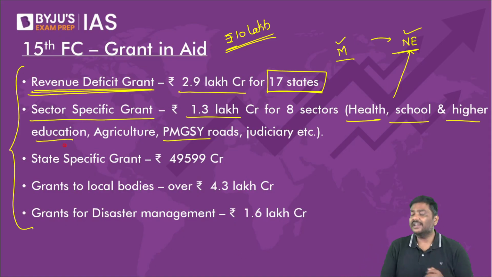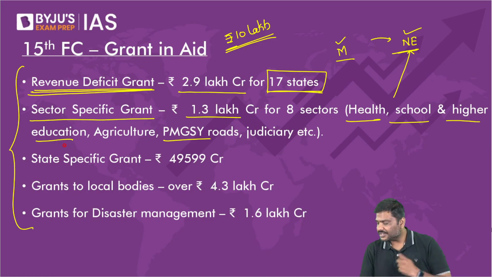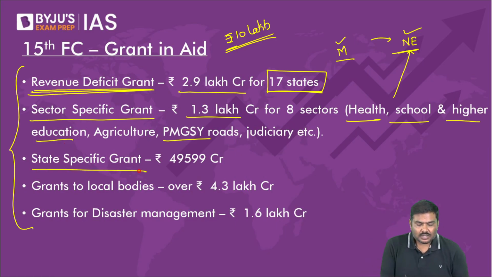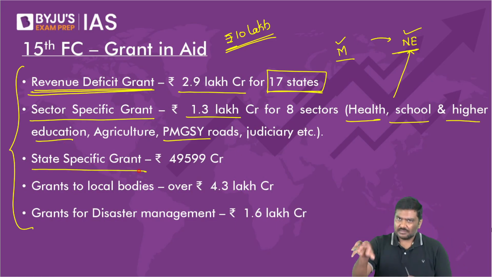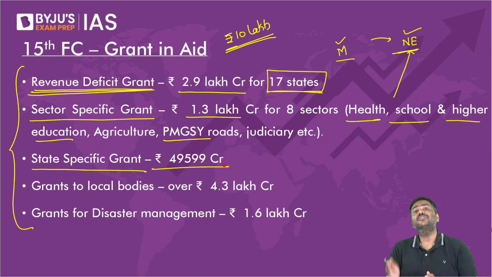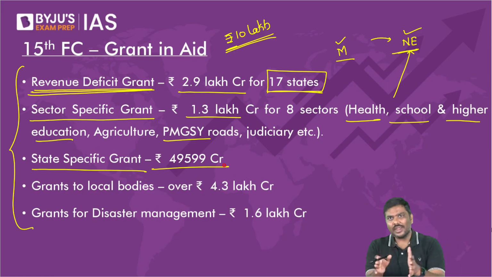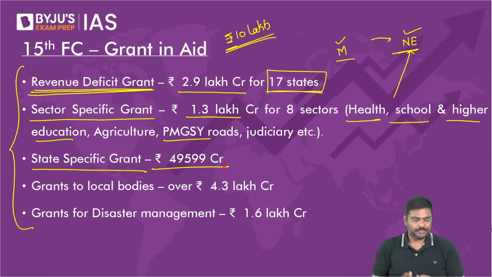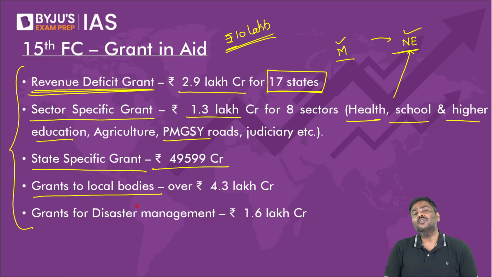Next one, state-specific requirements. Certain states will also be given grants. Around 50,000 crore rupees has been allocated for certain states. Then, grants for the development of local bodies. We have allocated around 4.3 lakh crore rupees under the 15th Finance Commission for the development of local bodies. And finally, for disaster management.